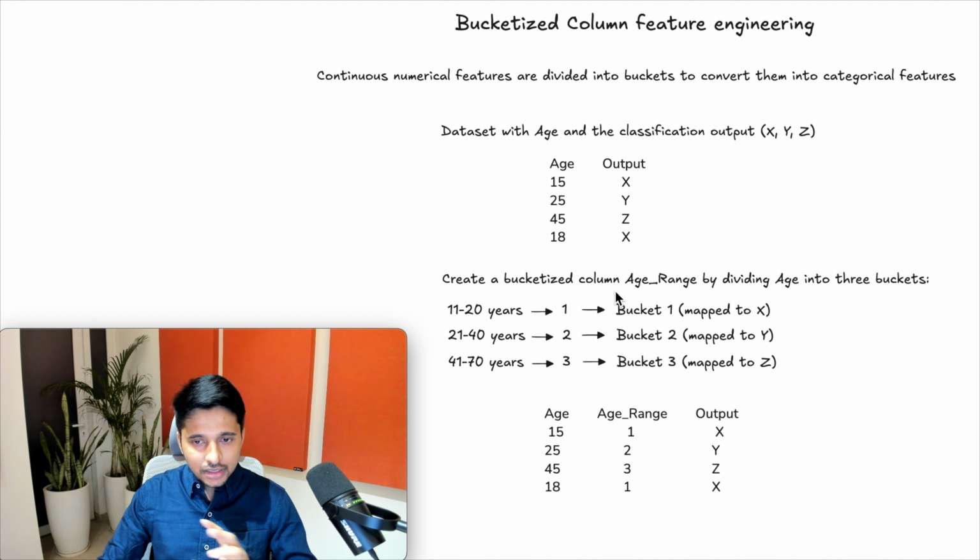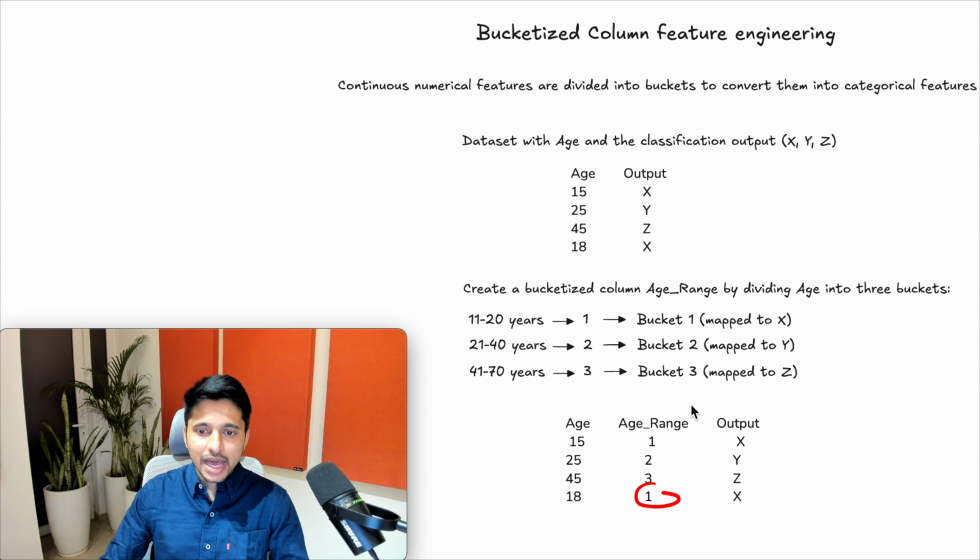So we are creating a range by dividing the age into 3 buckets here. So we are saying that 11 to 20 years, we will call it bucket 1. So for that we will give the number 1 in the column, which is mapped to X. So 11 to 20, this and this, they are X, right? Output is X for both of them. As you can see, we have created a new age range here. So 15 and 18 fall under this category, 11 to 20, that's why we have put 1 here. So this is the new column that we have created, age range.